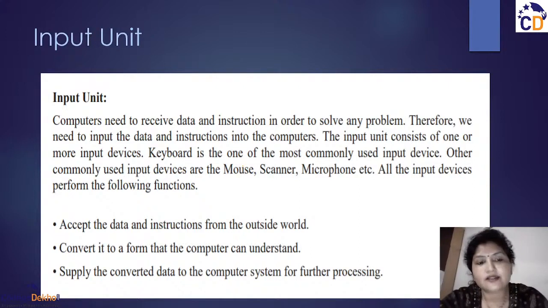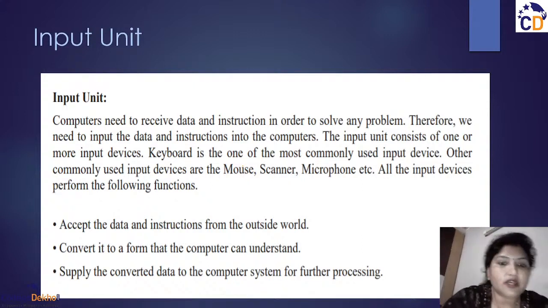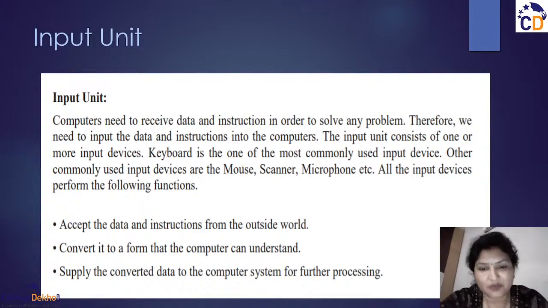The second thing is that the input is converted to a form that the computer can understand. Whatever we are writing is not understood by the computer, right? So it is converted into computer language. It must be, because the computer understands only 0 and 1. So machine language should be there behind that, right?